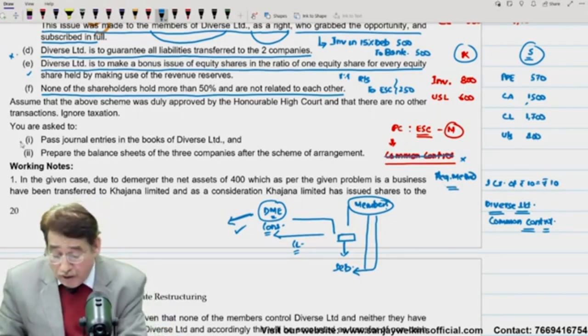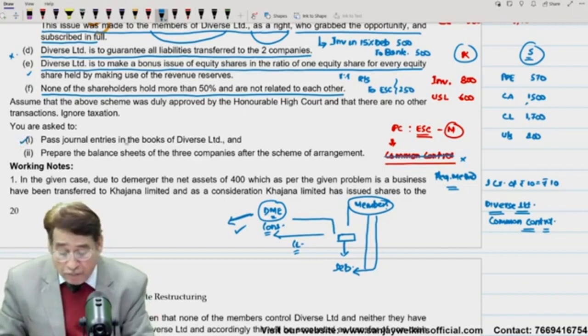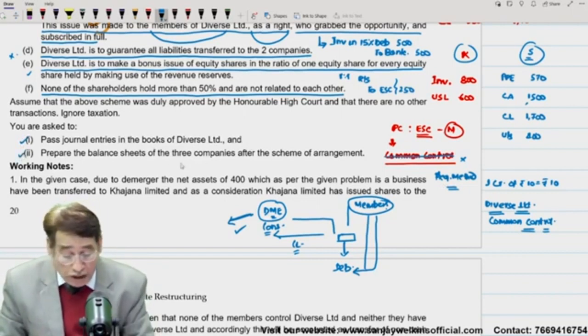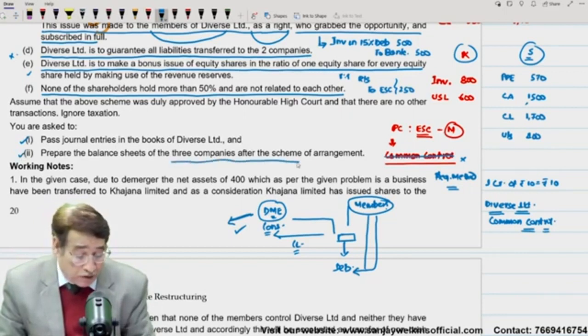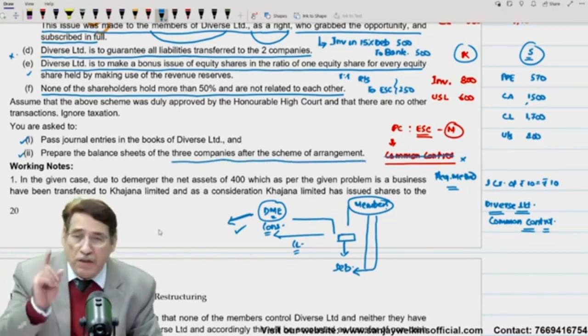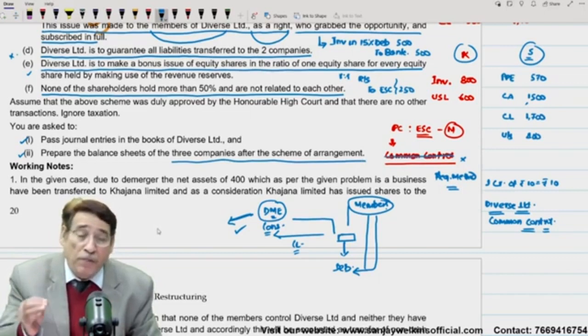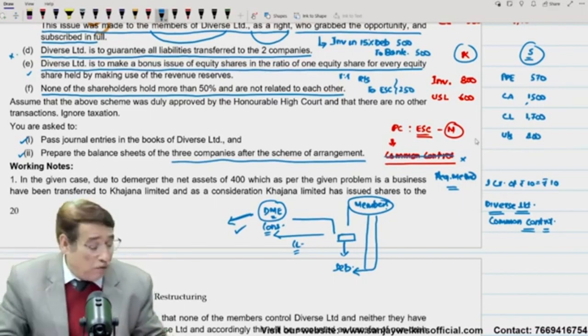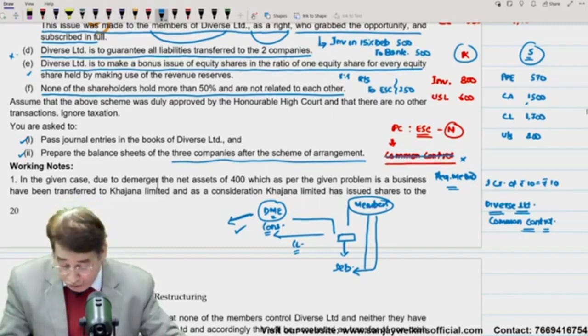And in this question further, it is stated: pass journal entries in the books of Divers Limited. And of course, prepare the balance sheet of the three companies after the scheme of arrangement. Three companies means you will have to prepare the balance sheet in the books of Divers Limited, in the books of Khajana Limited, and you will have to do the accounting and prepare the balance sheet in the books of Sunrise Limited. I told you it's a pretty long question.